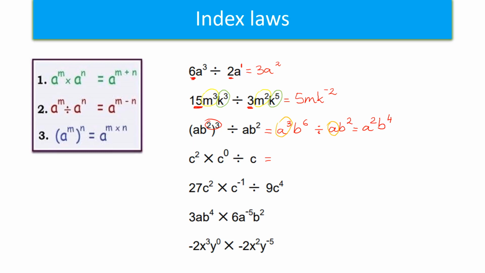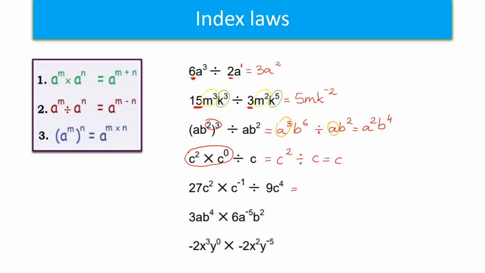The next one, I'm going to do multiplication first. So I need to add the powers. That is going to be simply c to the power of 2, because 2 plus 0 is 2. And then c squared divided by c, that is simply c.